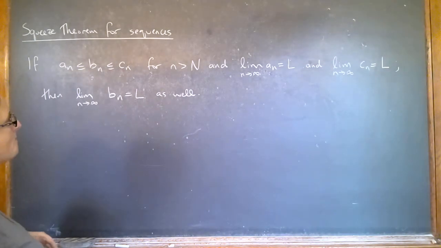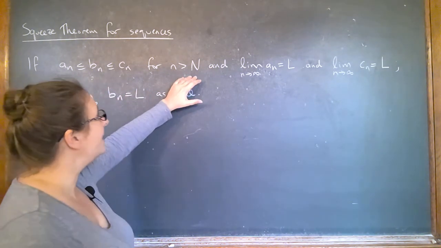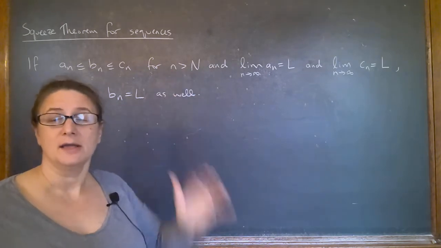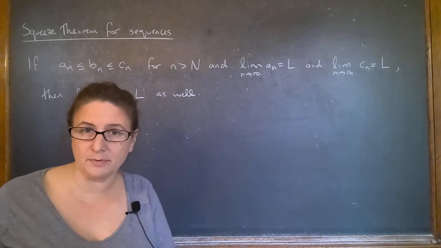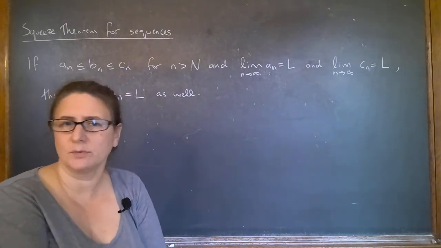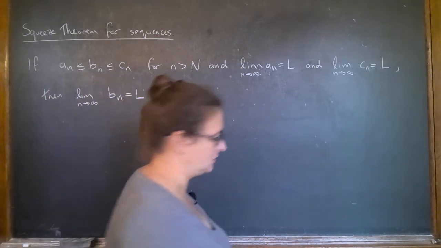And what you'll notice here, there's a for n greater than N. So that's sort of like it has to be bounded there eventually. If there's a finite number of terms at the beginning where it's not bounded properly, that doesn't matter. It just matters towards the end. But typically what we'll see when we use this is that it is bounded for all of the terms.